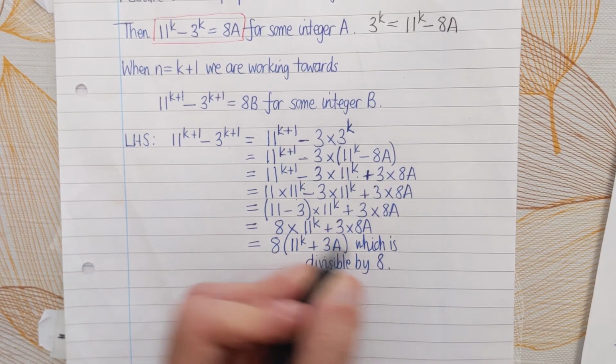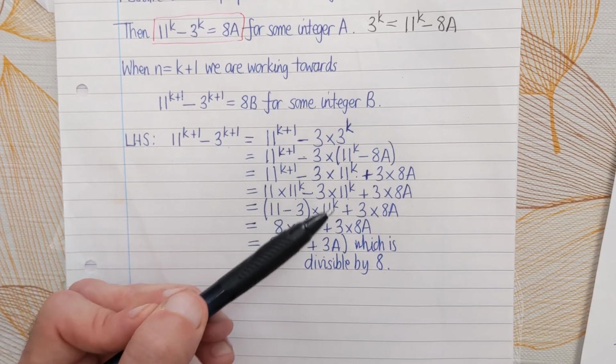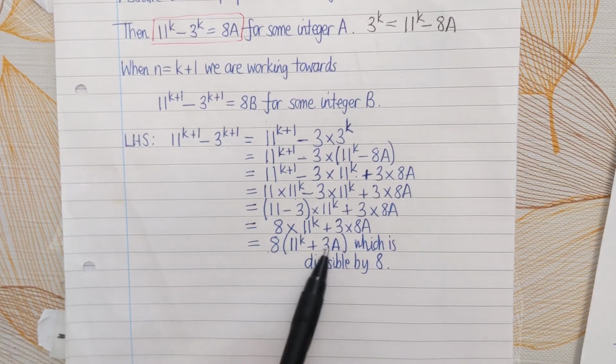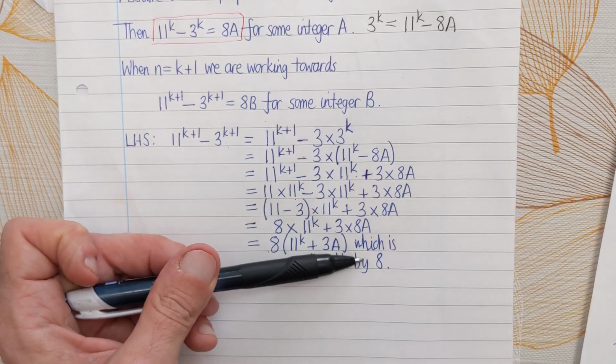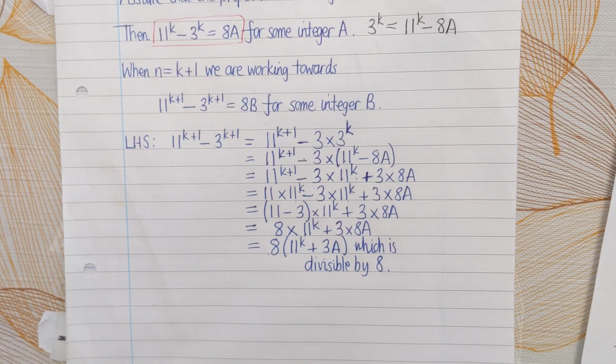by 8. So you can see here that had we taken a slightly different approach from the previous one, we would have still nevertheless ended up with a multiple of 8 on the right hand side. So the proof would have worked one way or the other. I hope this helps.